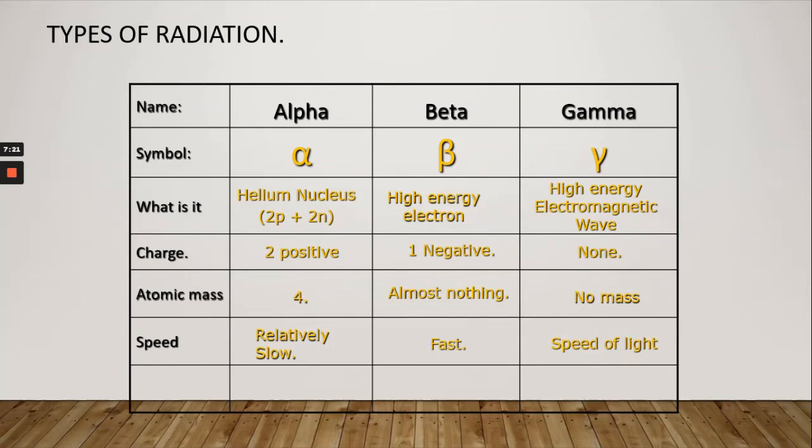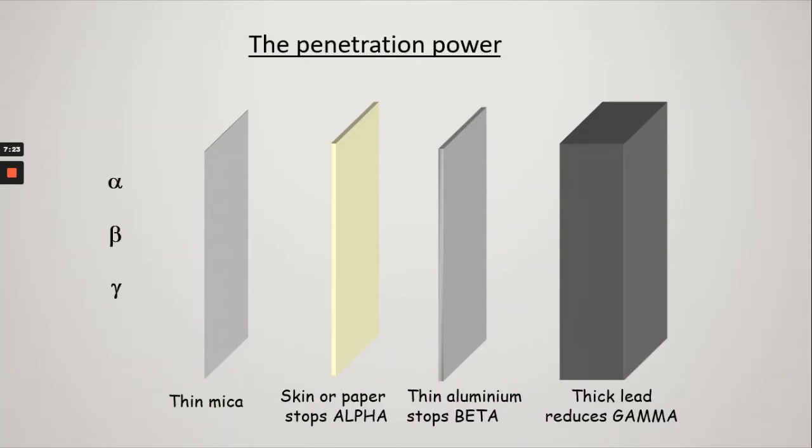So now we're going to look at some other properties. We're going to look at the penetration power, or what these different types of radiation can be stopped by, because radiation can be dangerous. We'll look at that in a little minute, and it's important for us to know how far these different types of radiation can travel and what they're stopped by.